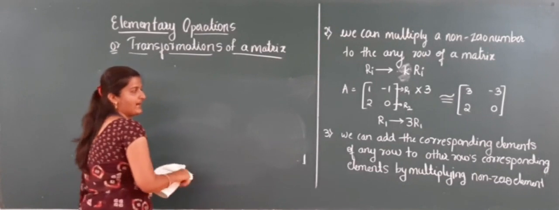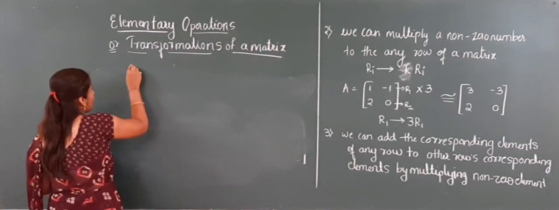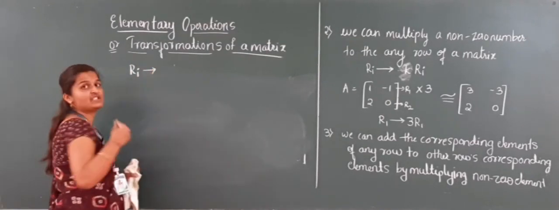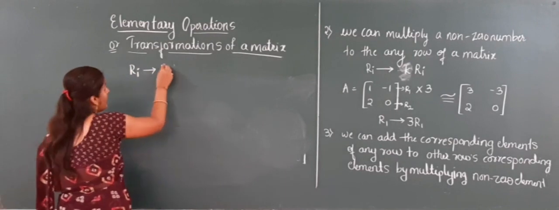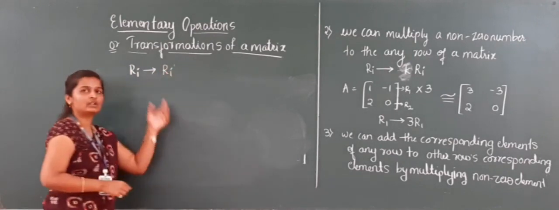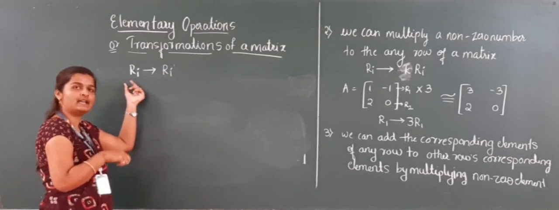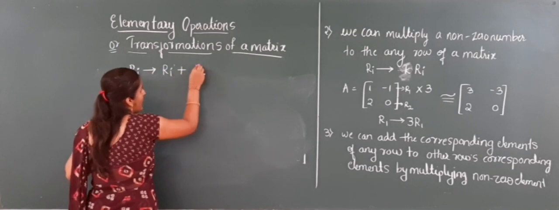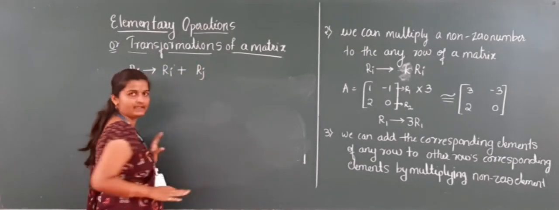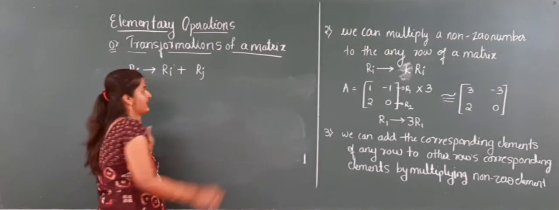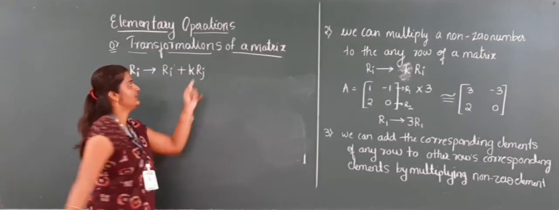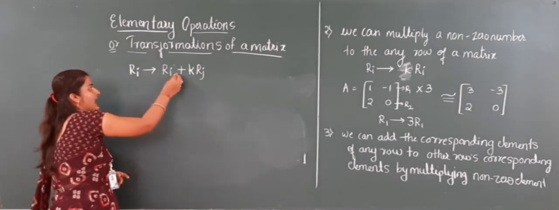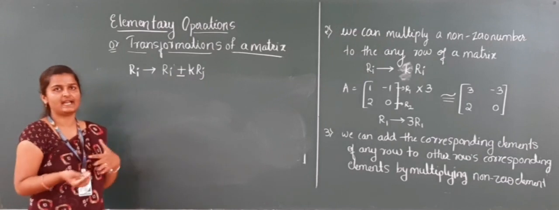So see here, what they have given: there is one row, so I will take it as Ri. If we want to change Ri, then I have to take Ri only. For this Ri, I have to add another row in the same matrix. So for that Ri, I have to add Rj after multiplying by a non-zero element. So Ri changes to Ri plus k Rj. You can also take Ri minus k Rj. Like this we can add, we can subtract.